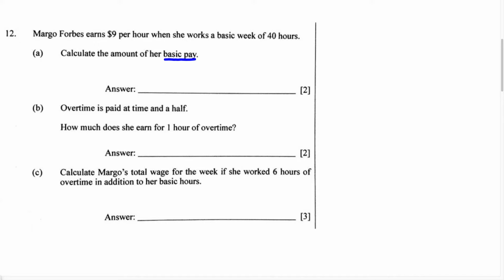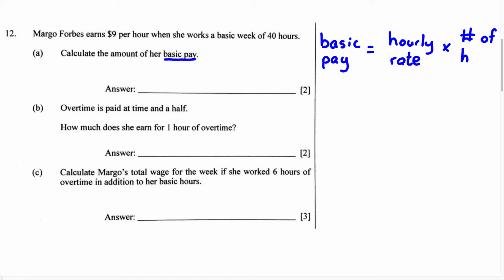Now, before we go back to read the question, let's just write the formula. So the basic pay, remember, this is sometimes called wages or weekly pay. So you might not always see basic pay, but it's the same formula. The formula is going to be basic pay equals hourly rate multiplied by the number of hours worked for the week. I'm just going to write number of hours worked.